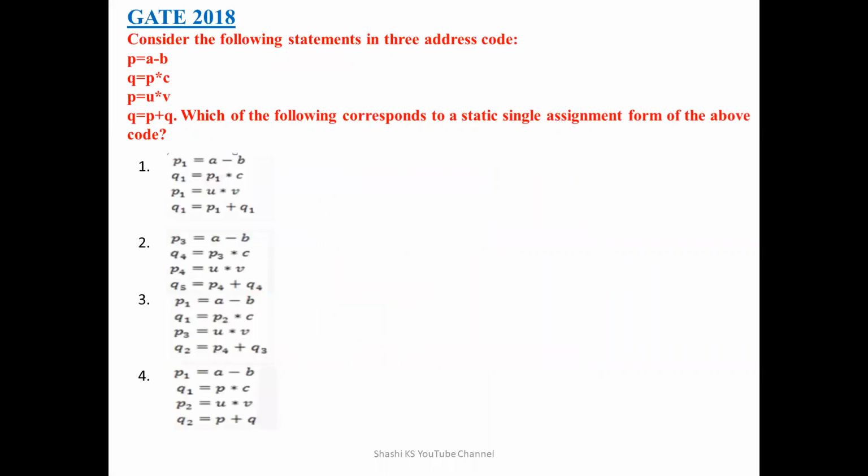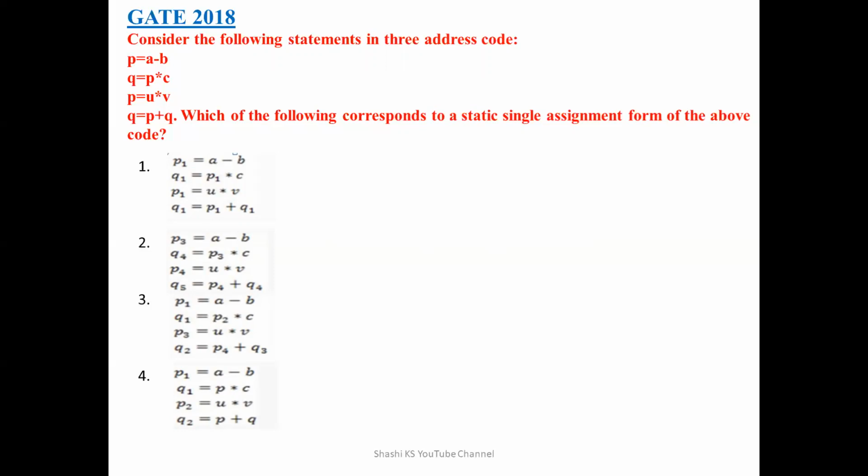So the first question is a question which is asked in GATE 2018 examination. Consider the following statements in 3-address code. They have given a 3-address code. P is equal to A minus B, Q is equal to P into C, P is equal to U into V, and Q is equal to P plus Q. They have asked which of the following corresponds to a static single assignment form of the above code.